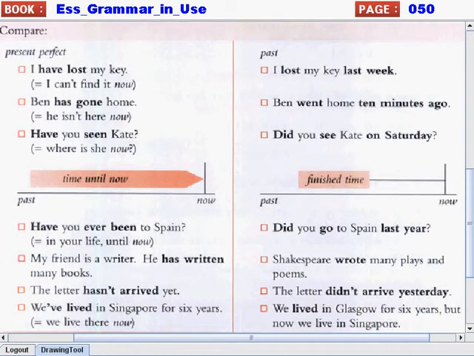Now, next week, actually not a week, but in our next video, we're going to talk about this one, okay? We will compare the difference between present perfect sentences and past simple sentences, alright?